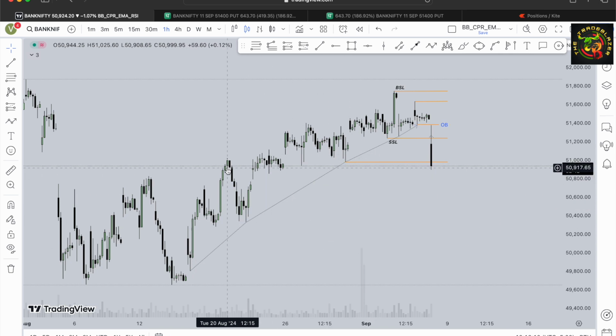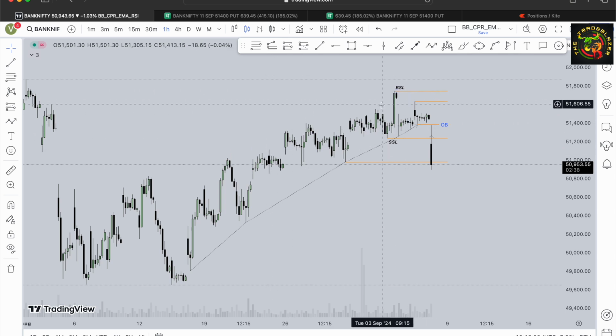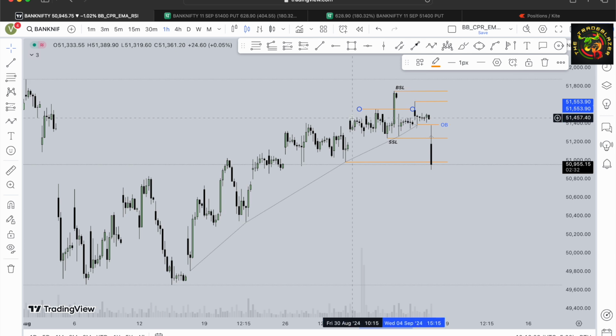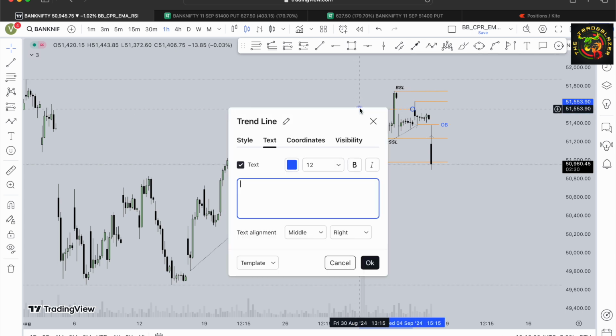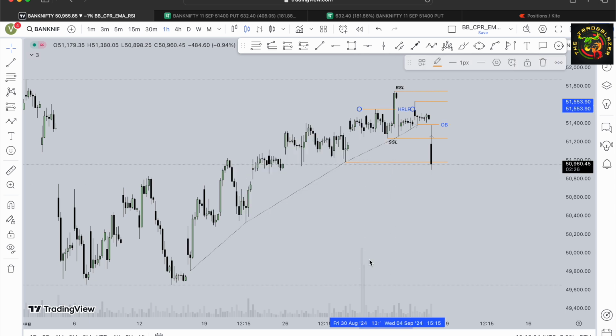Okay, and on the other side you have these resistance highs, right? High resistance high, high resistance high, and high resistance high. And this is where you are getting this high resistance liquidity run. You are getting a high resistance liquidity run here.